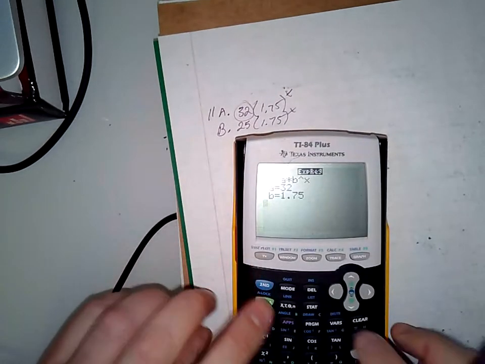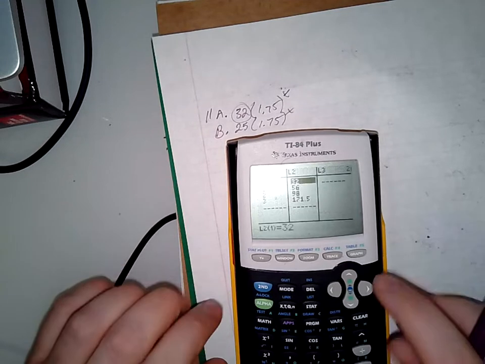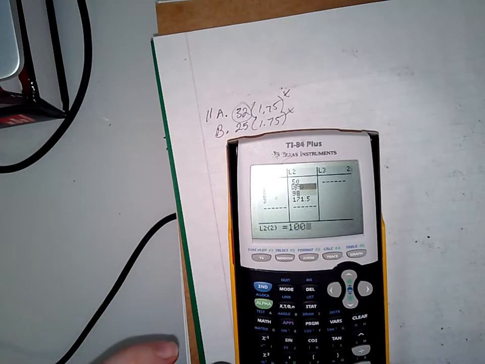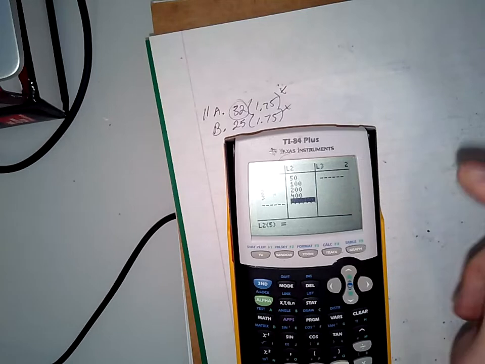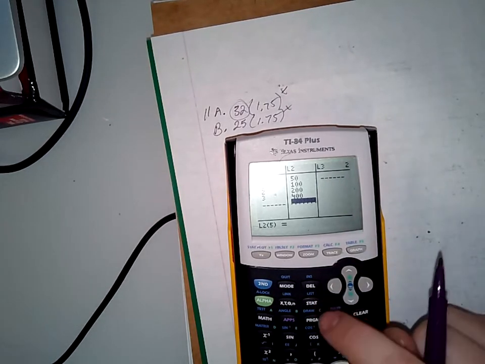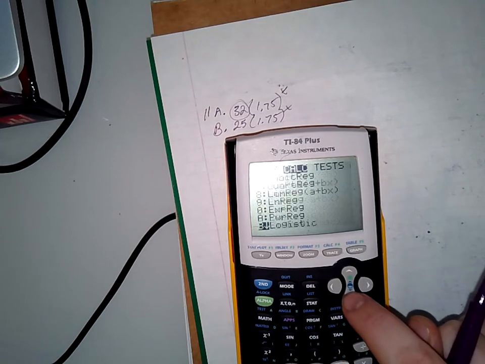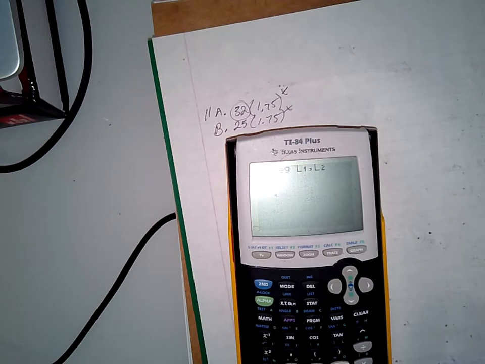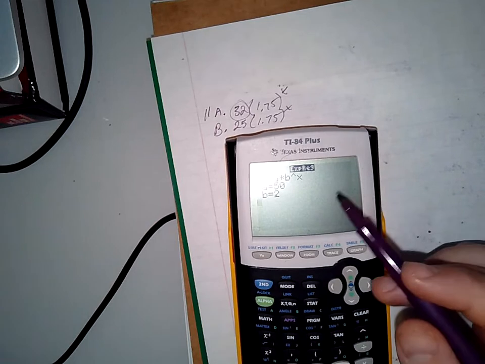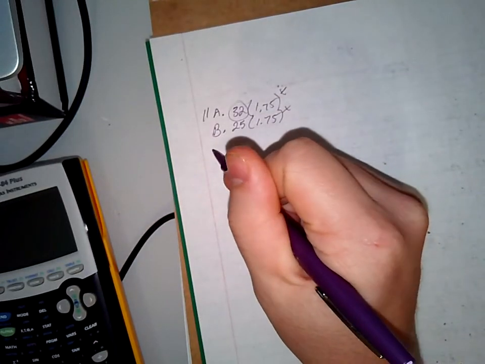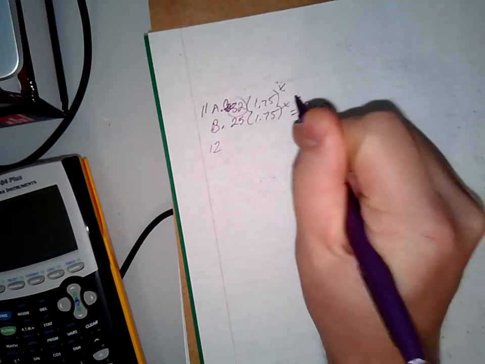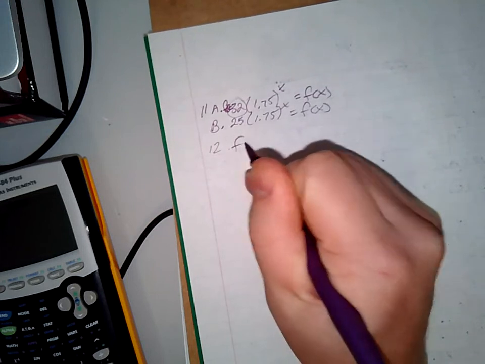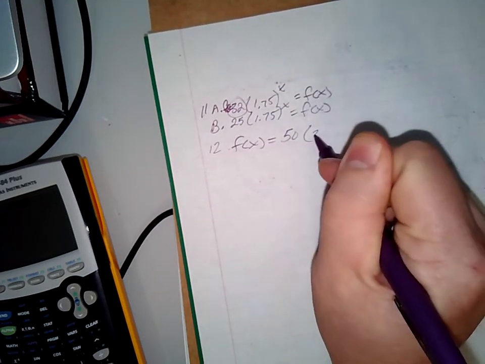Number 12 says, write an exponential function f of x to represent the table below. We're going to plug that right back in to stat, edit. We're going to 0 to 3 again, so 50, 100, 200, and 400. Just by looking at the numbers, I know 50 is going to be our starting amount, and I know it's doubling, so 2 will be our B. So it'll probably say 50 times 2 to the power of x. Let's see. Stat, calc, go down to exponential regression. And there it is, 50 times 2 to the power of x. Oops, all of these should have f of x equals. So 12 should actually start with f of x equals 50 times 2 to the power of x.